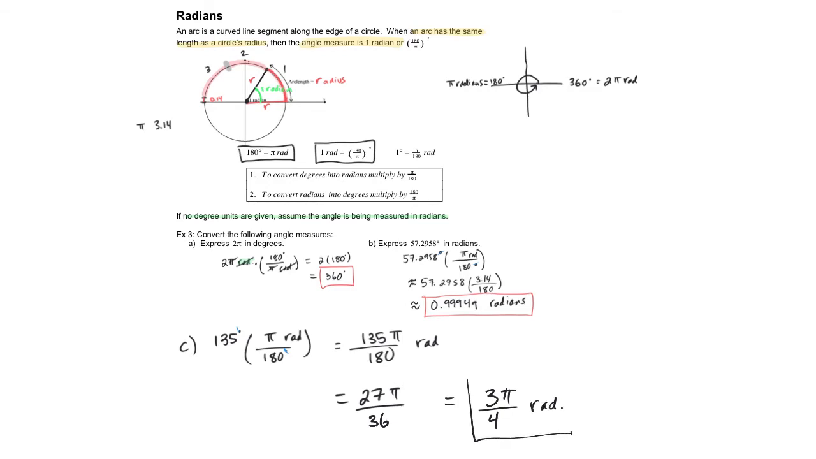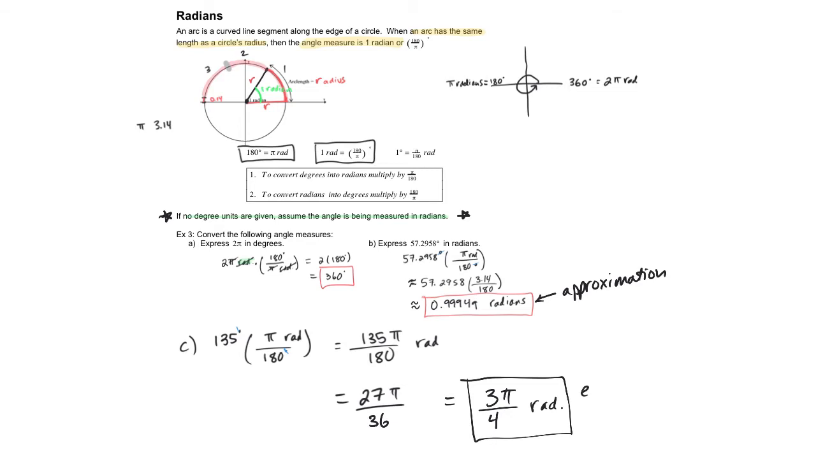And we get lazy and don't always write that word radians, because if there's no degree unit, then we can just assume it's radians. Okay, so we're often going to want to use the exact form and not simplify as an approximation. So this is an approximation.